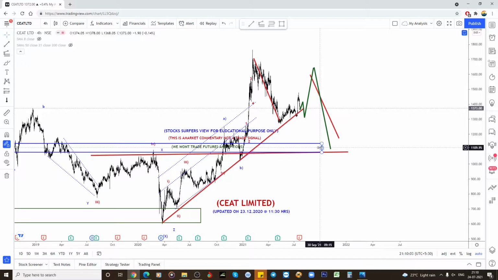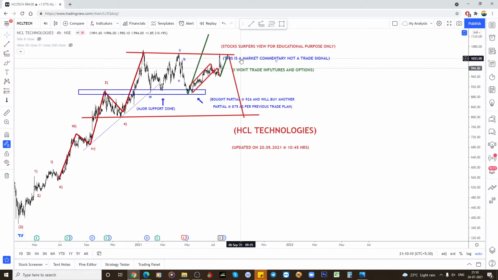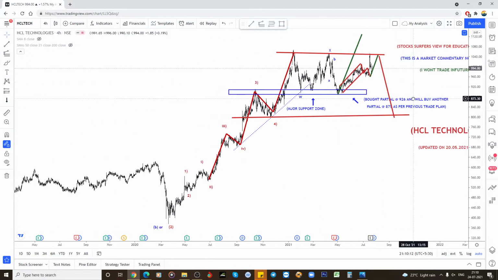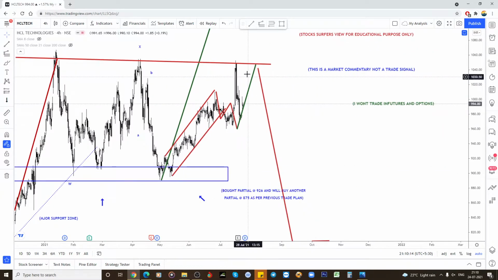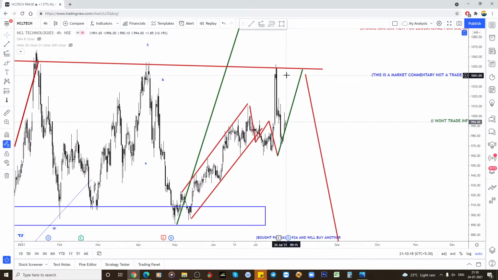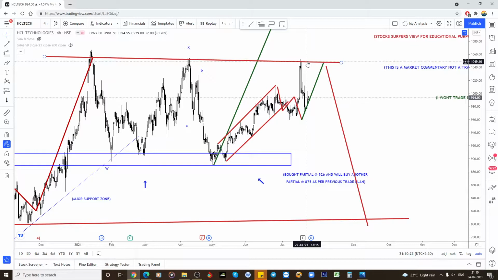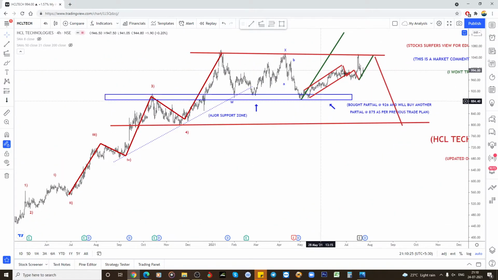So next we will move on to the IT stocks. HCL Technologies. See, exactly I exited at 1040, right? So what happened next? It fell down. So what is the news? You know very well about that. Someone has resigned, so it came down.